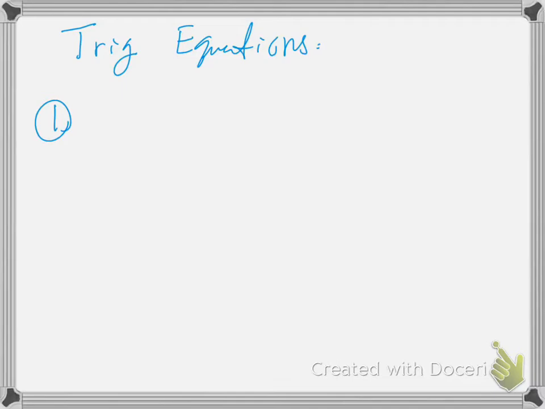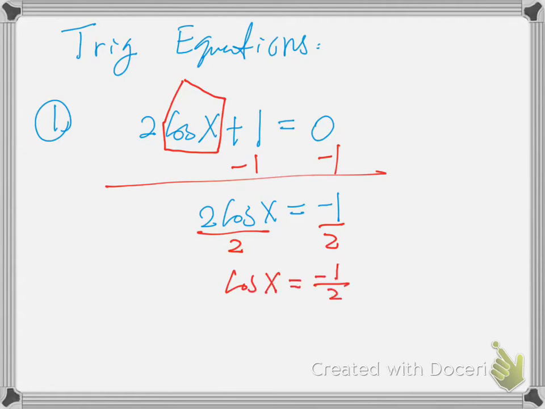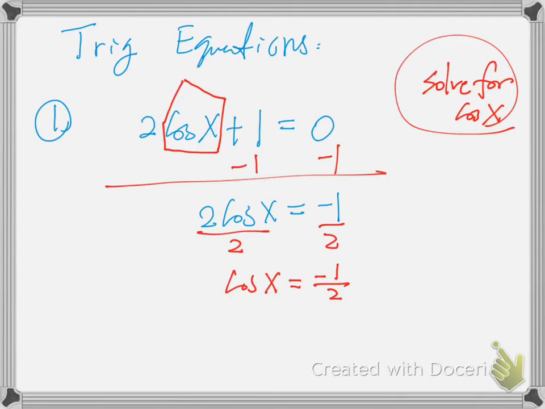Let's say we have 2 cosine x plus 1 is 0. Step 1, solve for cosine x. We imagine this is a new letter, and we solve for this new letter. Minus 1 on both sides, we get 2 cosine x is negative 1. Then divide by 2, we get cosine x is negative 1 over 2. Solving for cosine x is the important step.